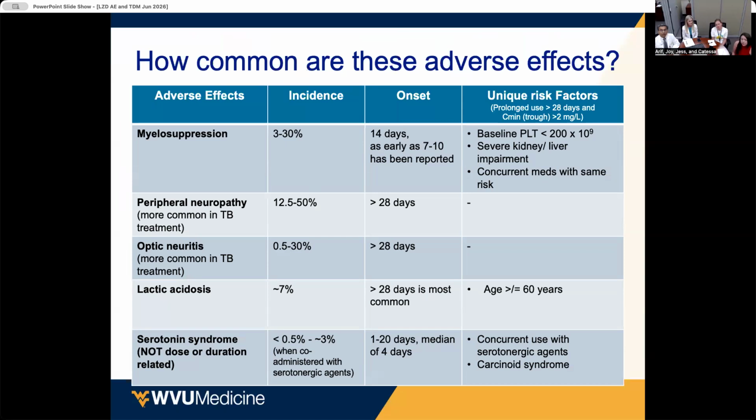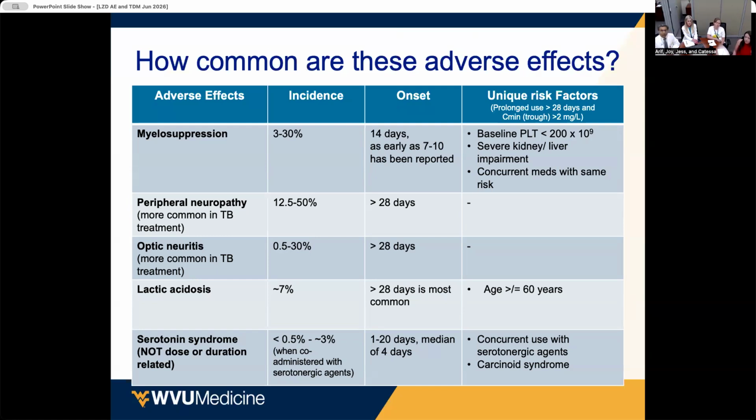But I'm going to go through each one of these adverse effects we just mentioned: the incidence, the onset, and then unique risk factors that are associated with them. So myelosuppression can occur in up to 30% of patients. In the original trials that looked at linezolid, they saw only a 3% incidence, but I think anybody that's used this in clinical practice could say it's probably more up to the 30% mark.